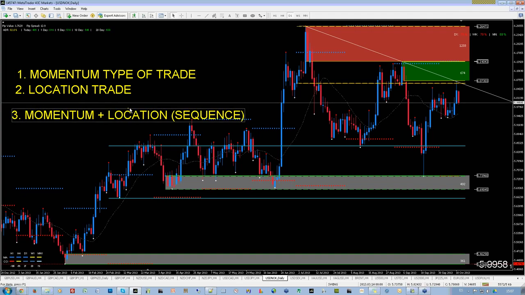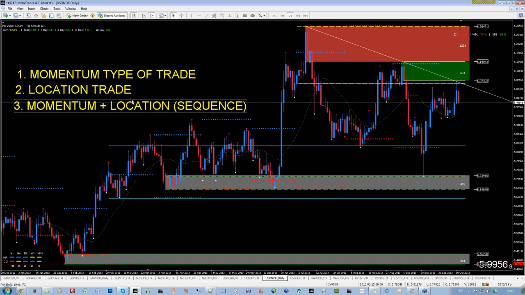Let me explain these 3 types of trades, because we have done them without knowing why or how. We have done these 3 types of trades in the whole webinar, while we were doing the webinar. Okay. So this trade on the daily, based on the monthly. What type of trade was this? A momentum type of trade, a location type of trade, or momentum plus location? Can anybody tell me?